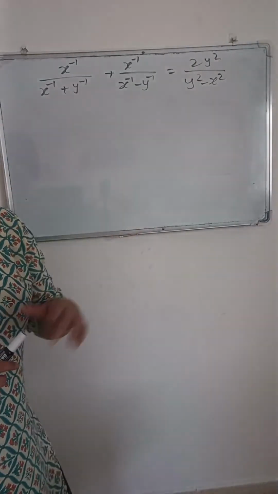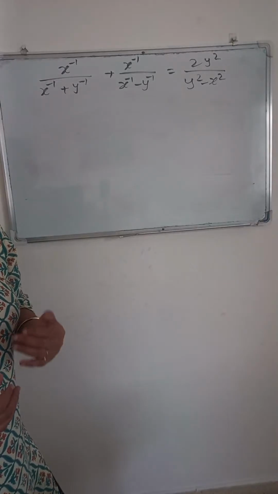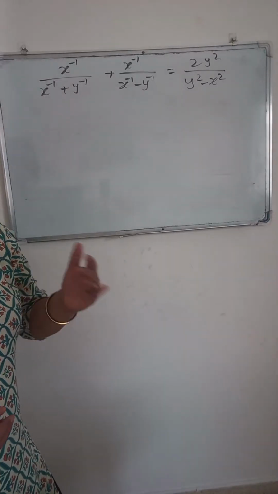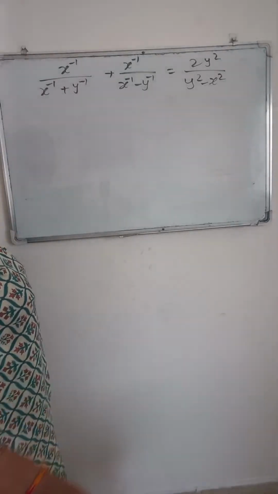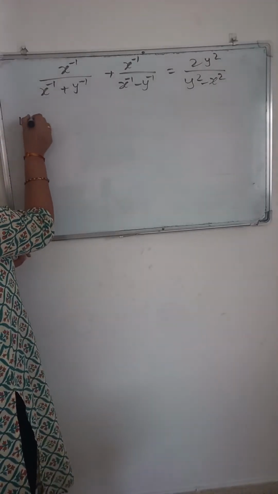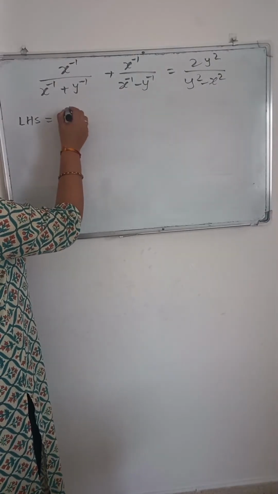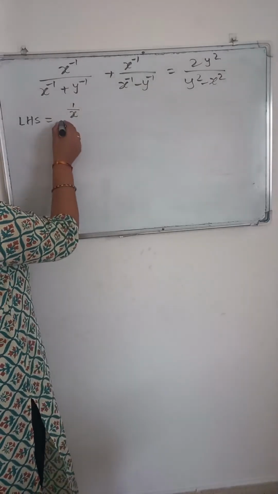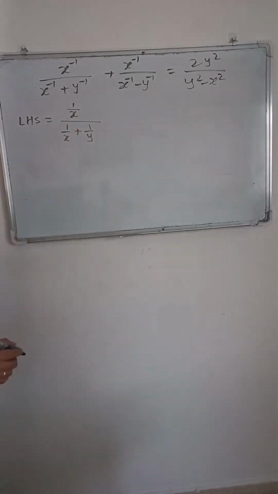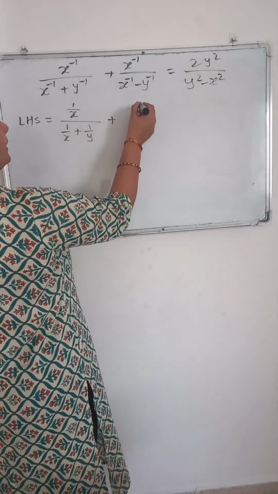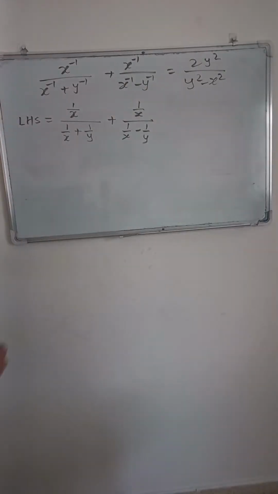Powers and exponents we learned last year. Everyone knows how to make a negative power into positive and positive into negative, the multiplicative inverse, you learned that. Based on that we are solving this. So LHS: x raised to minus 1 we can write as 1 upon x, divided by 1 upon x and y raised to minus 1 is 1 upon y. Plus here also we can write 1 upon x minus 1 upon y. So don't touch the numerator.